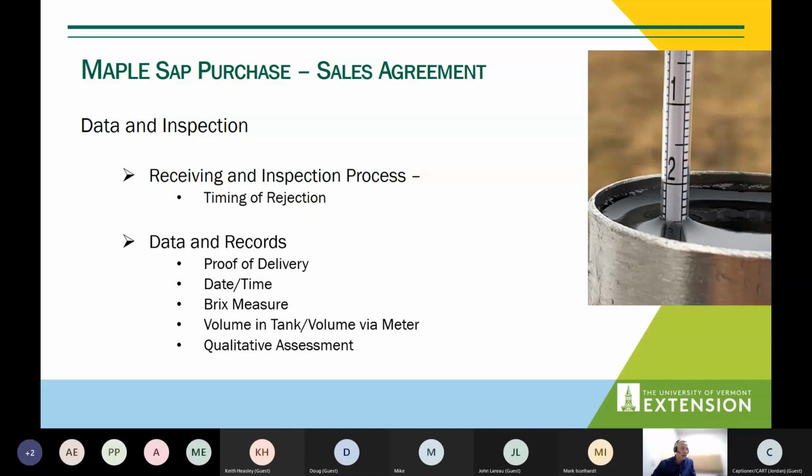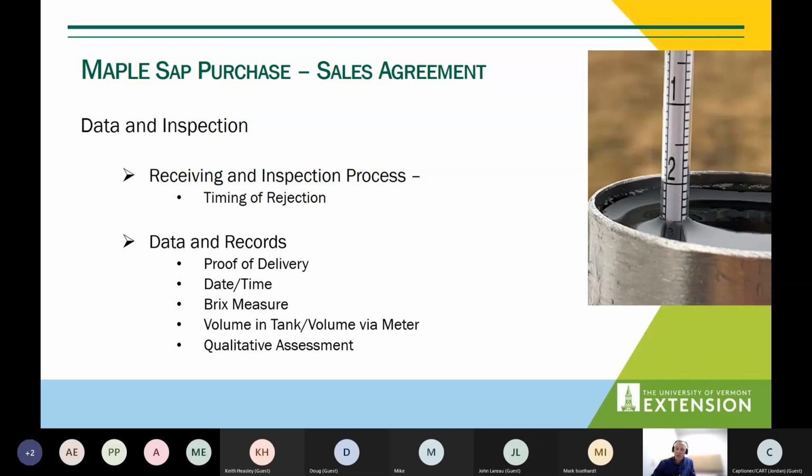Some basic data and records, right? Proof of delivery, date and time. We mentioned brix, we mentioned volume. Just a question: volume in the tank, volume via the meter. Is there any major loss via the pump process and the tubing process? I don't know if it's consequential or not, but something to think about.